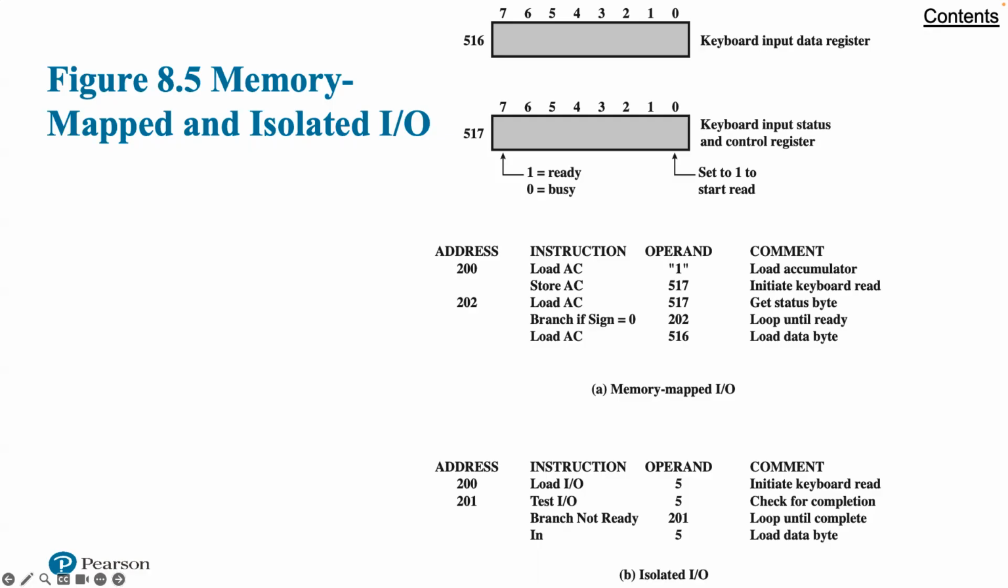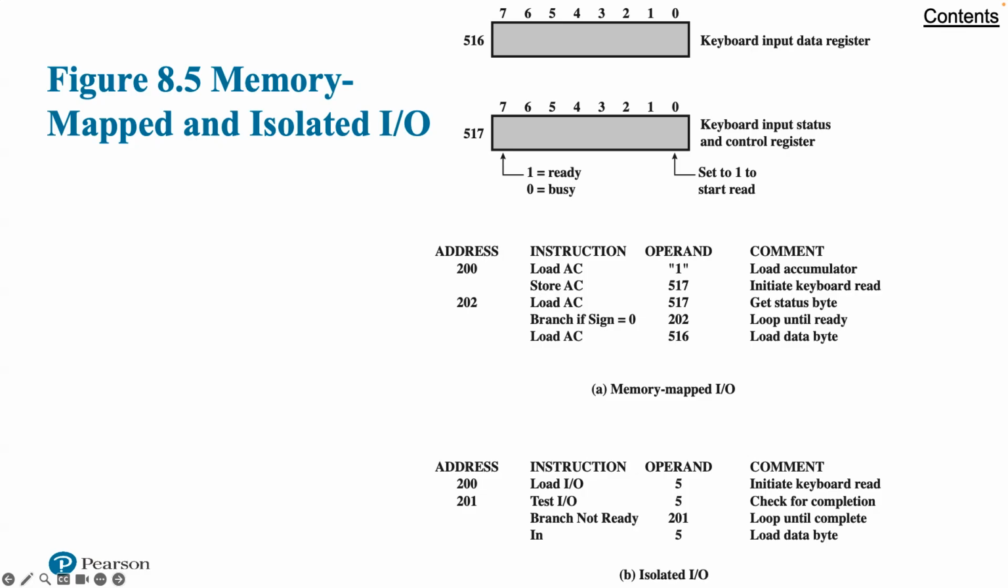Address 516 refers to the data register, and 517 refers to the status register, which also functions as a control register for receiving processor commands. The program shown will read 1 byte of data from the keyboard into an accumulator register in the processor. Note that the processor loops until the data byte is available.